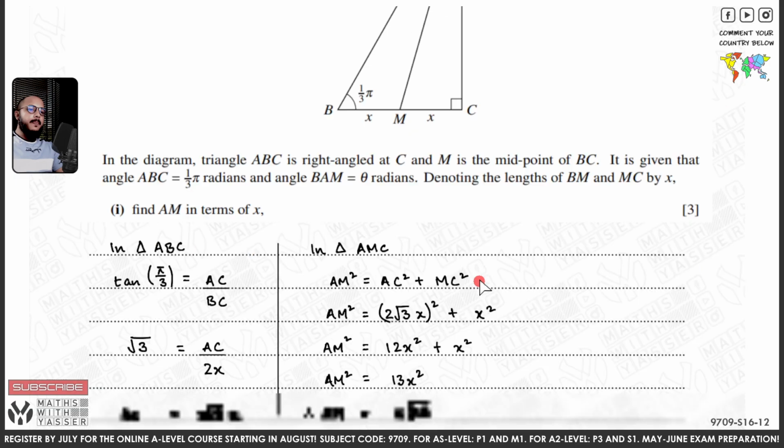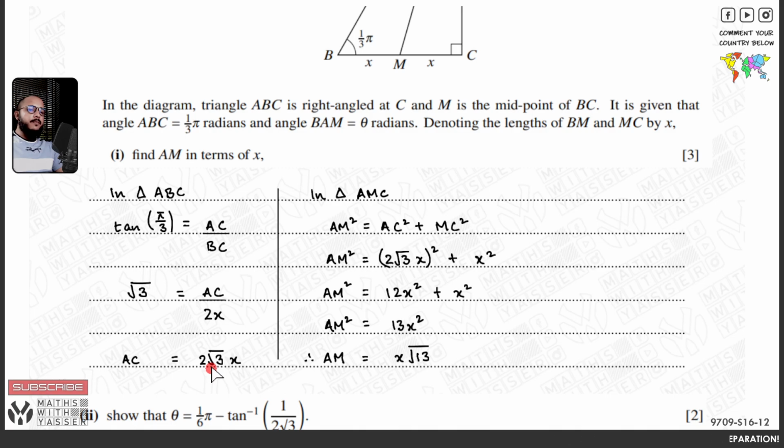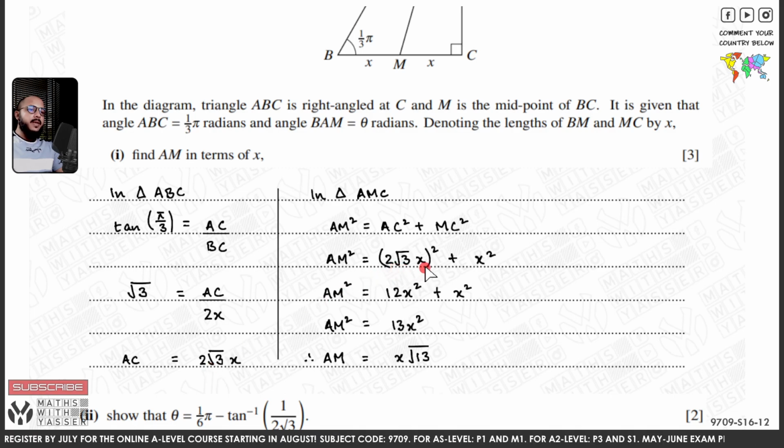AMC. We can use the Pythagoras formula. So AM square, which is the hypotenuse, must be equal to AC square plus MC square. So AC, this is what we found. So it will be 2 root 3x whole square plus MC is x. So it will be x square.